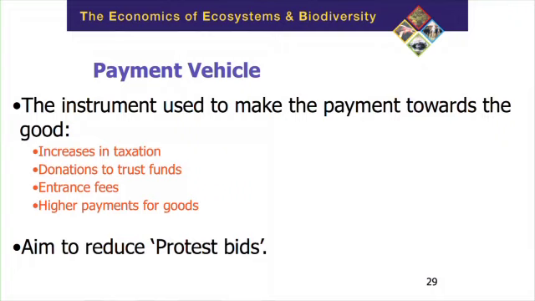And your overall aim when you're trying to choose the payment vehicle is to reduce protest bids. So a protest bid is when you ask someone, are you willing to pay $10 for this environmental good as an increase in tax? And if they say, no, because I pay enough taxes, I don't want to pay more taxes, that is a protest bid. What they're doing is saying they don't want to pay more tax, and not saying that they don't value that good. And so what you need to do is, after asking the willingness to pay question, ask them, well, why did you say that amount?